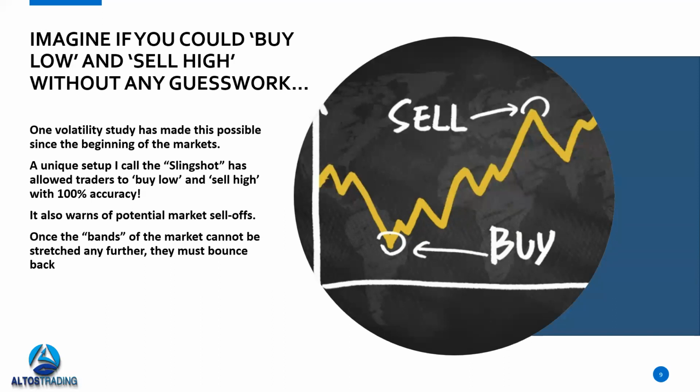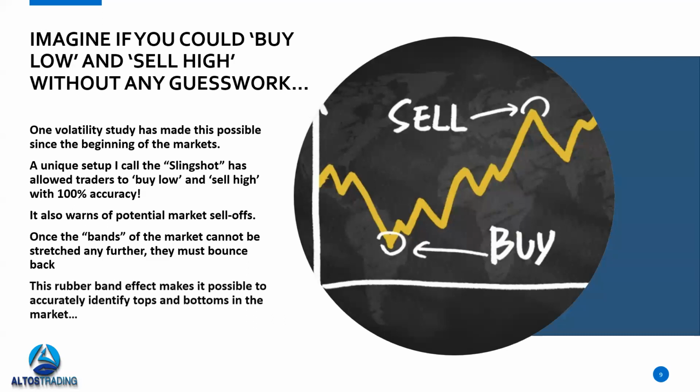It's what I call a rubber band effect, or a slingshot. Once these bands of the market can't be stretched any further, they must bounce back. It's an inevitability of market volatility. It has to occur in order for markets to make directional moves. And that rubber band effect can make it possible to accurately identify tops and bottoms in the market. And again, not the exact top. We're not going to buy at the penny low and sell at the penny high. We're looking at zones here, and this tells us exactly where those are and how to do this.